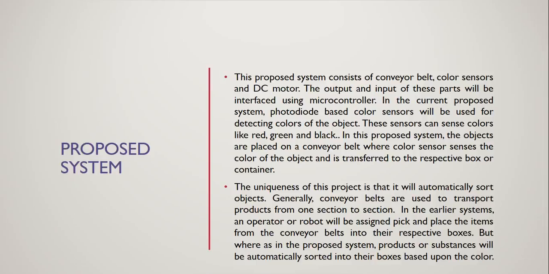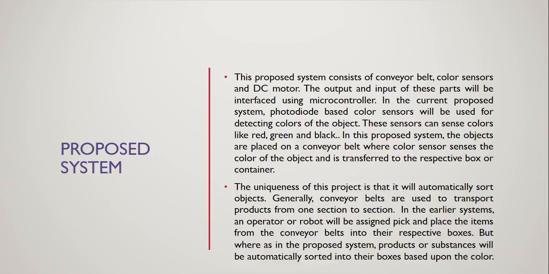Now let us see the proposed system. I am developing a system. This proposed system consists of a conveyor belt, color sensors and a DC motor. The output and input of these systems will be interfaced using microcontrollers. In the current proposed system, photodiode based color sensors will be used for detecting the colors of the objects. These sensors can sense colors like red, green and black.